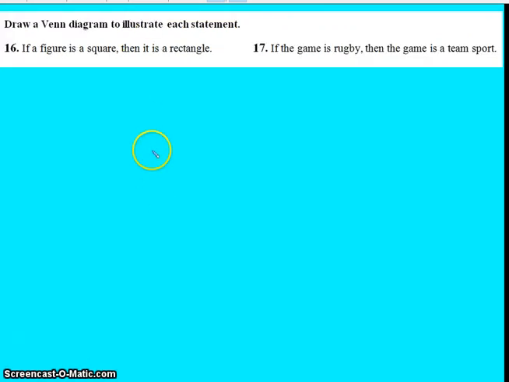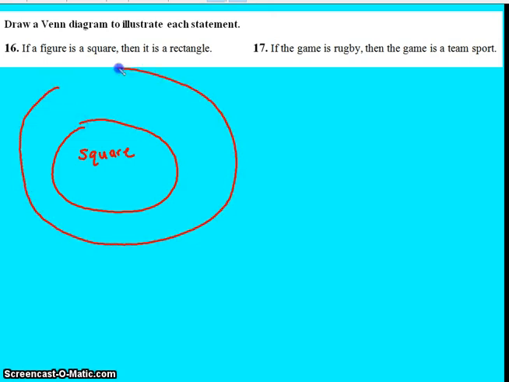Now, we have to draw a Venn diagram. I missed number 16 and 17. They want us to draw a Venn diagram to illustrate each statement. If a figure is a square, then it's a rectangle. So we're going to start with square. It says if it is a square, then it should be a rectangle, so your square circle should be inside your rectangle circle. This is: if it is a square, then it is a rectangle. Okay, you hit pause and try number 17 by yourself.